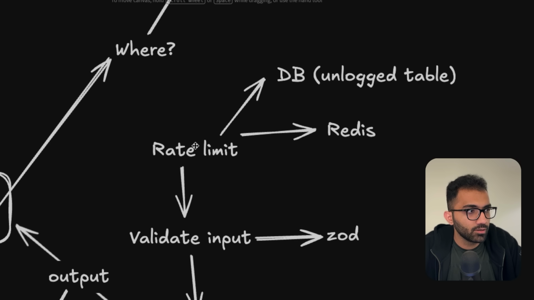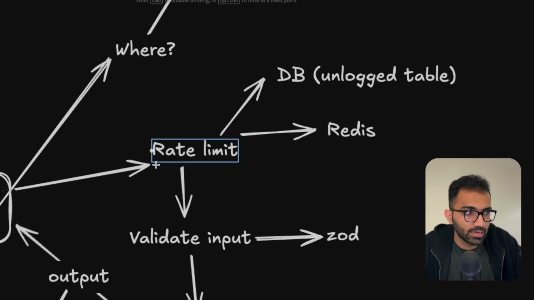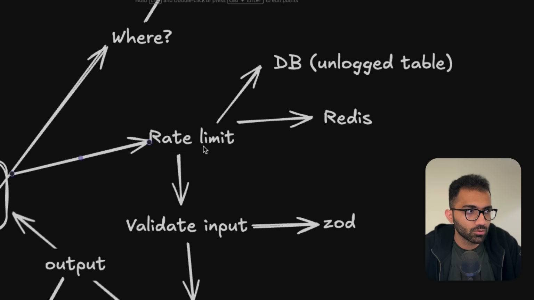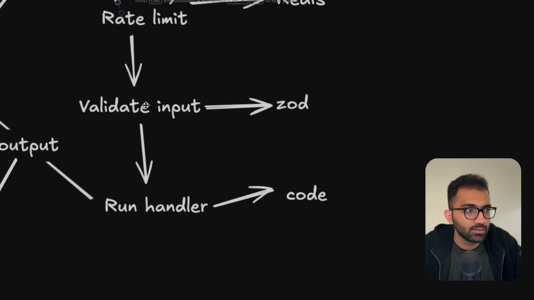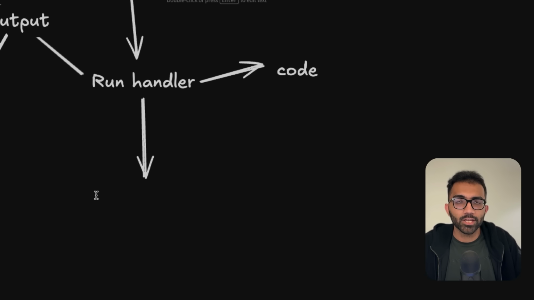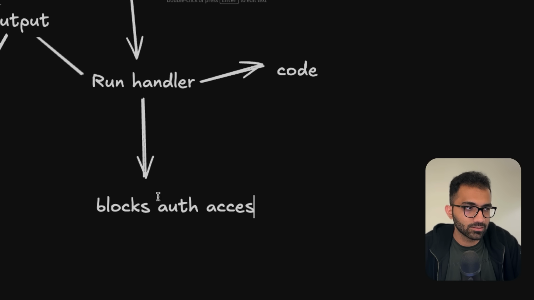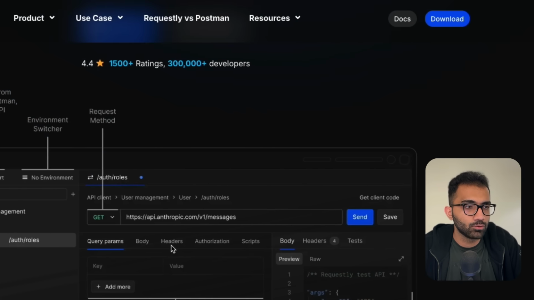So what you're seeing over here is that we are checking in this order itself. We have rate limit first, or we have where first, then rate limit, then we validate, and then we run the handler. And this handler has a collection of a bunch of functions, each a single-line function, which blocks auth access depending on whatever header values you're passing.